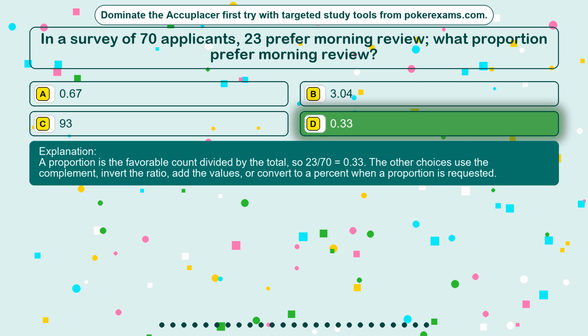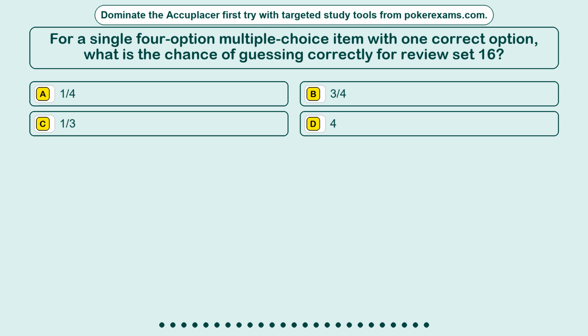Question 10. For a single 4-option multiple choice item with one correct option, what is the chance of guessing correctly for review set 16? Option A, 1/4. Option B, 3/4. Option C, 1/3. Option D, 4.